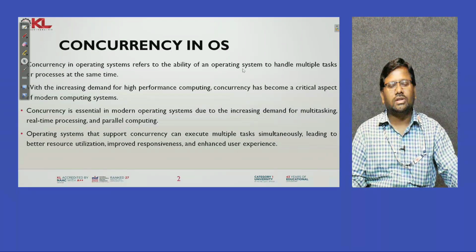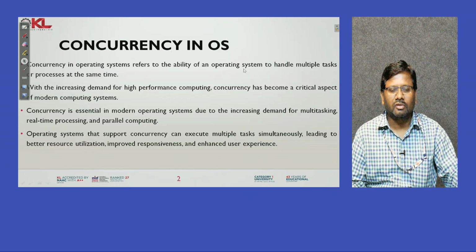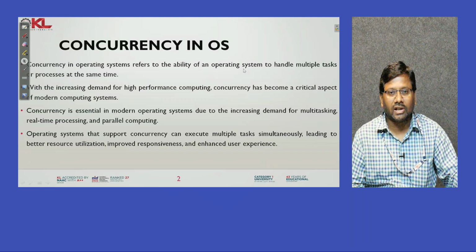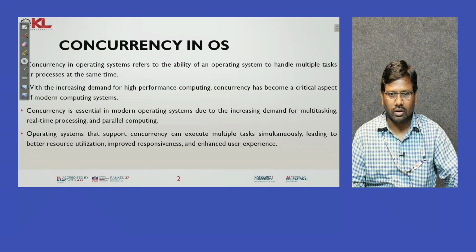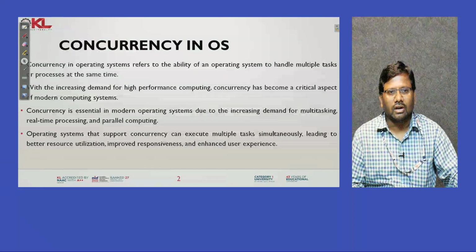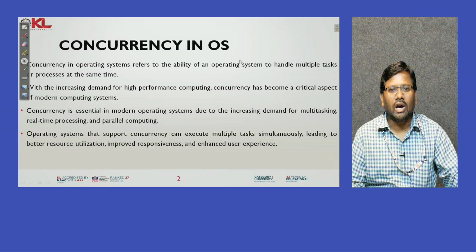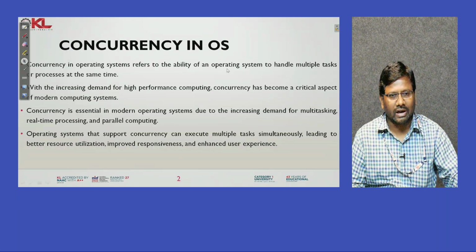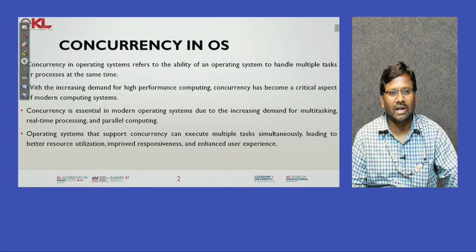When we talk about the concept of concurrency, why did it emerge? Nowadays, we are expecting an operating system to do more tasks in the same interval of time. How could that be possible? We have to achieve the concept of concurrency. It is the ability of the operating system to handle multiple tasks or processes at the same time.